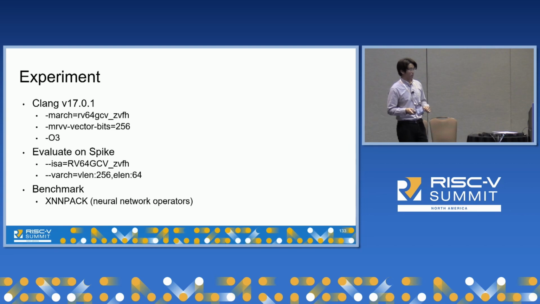So here's our experiment setup. We implement our pass on the Clang version 17.0.1, and we set the vector bits of RVV to 256 bits. And we evaluate our work on Spike using the dynamic instruction count. And our benchmark is using XNNPACK, which is the neural network operator library that is implemented using RISC-V intrinsics.